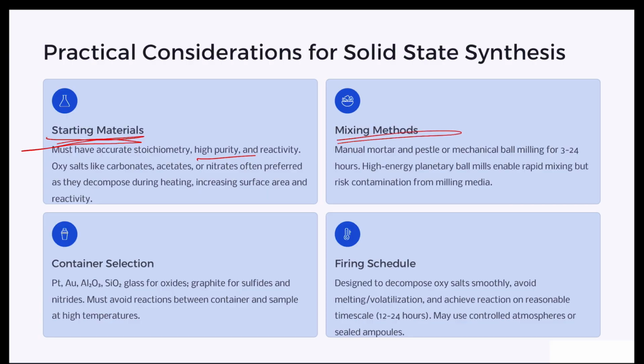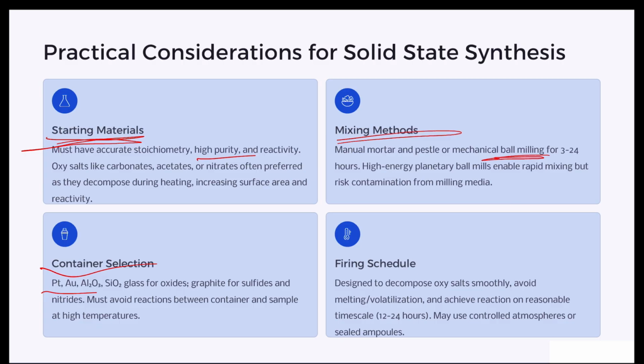For the mixing method, we can do manual mixing, like mortar and pestle, or we can use a mechanical mill, ball milling we usually call it. And the container in which we are going to heat our reactants and mix them together, we can use different kinds of container: copper, aluminium oxide, silicon oxide, quartz, platinum, and graphite as well. But the container should be chosen in such a way that none of our reactants react with it. It should be inert and should not introduce any kind of impurities to the product.